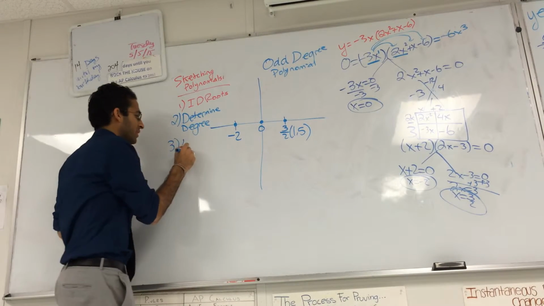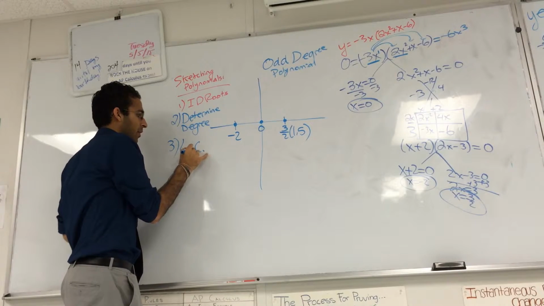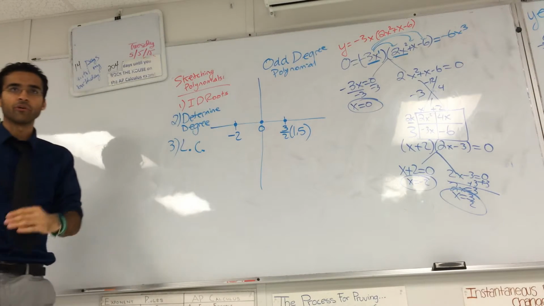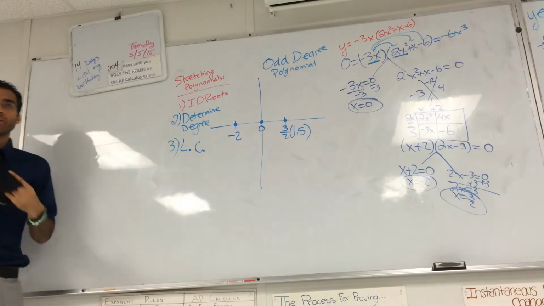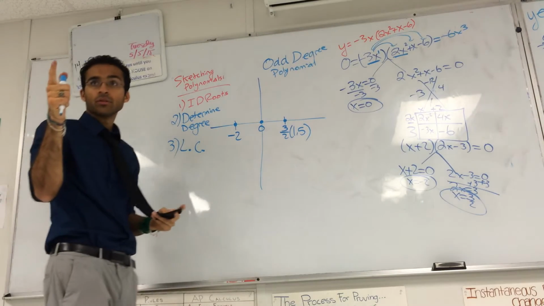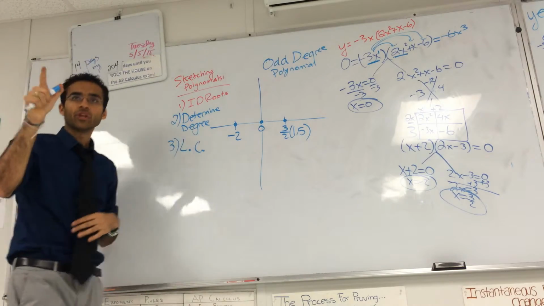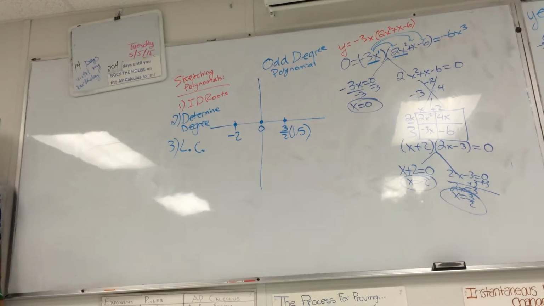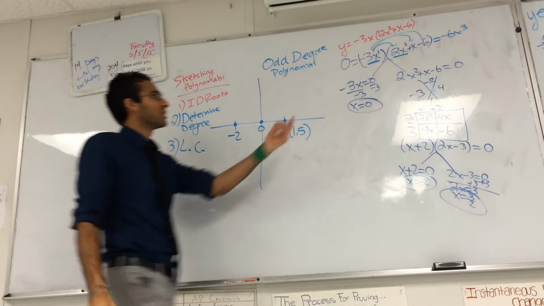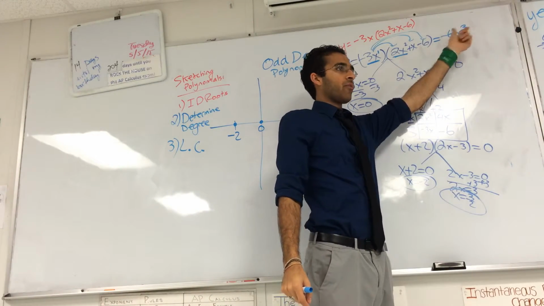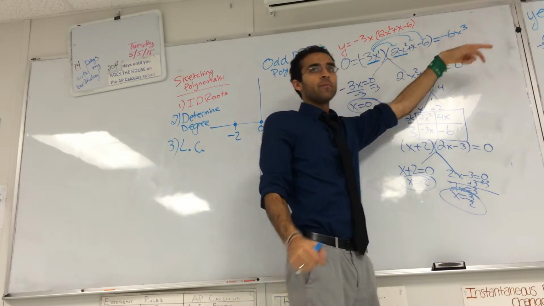Step 3 is identify the leading coefficient. Remember, LC is my abbreviation for leading coefficient. So leading coefficient here is just, Josh? 3? The degree is 3. What is the leading coefficient? Negative 6. Remember, leading coefficient is the number in front of the variable with the highest exponent.